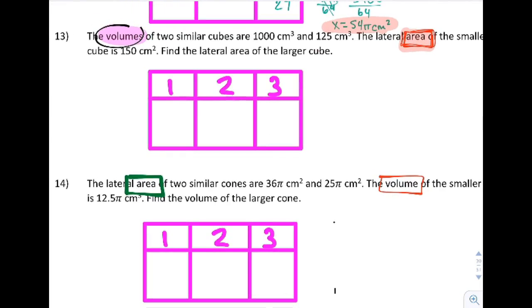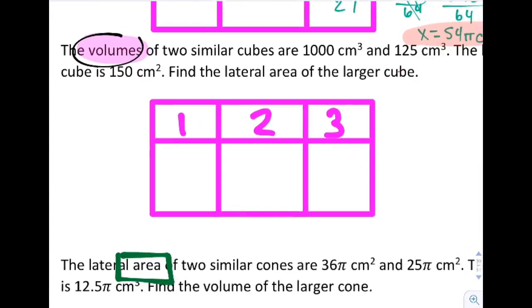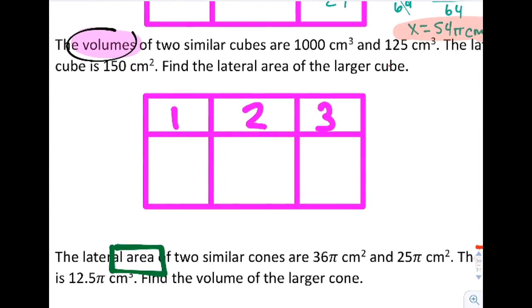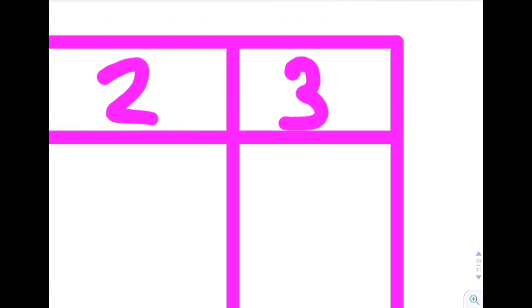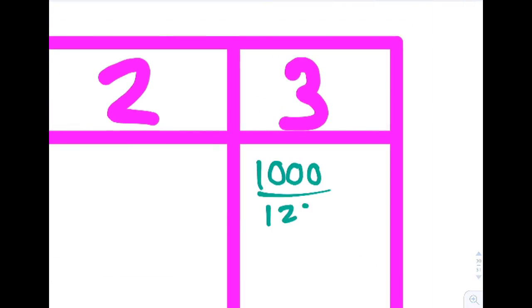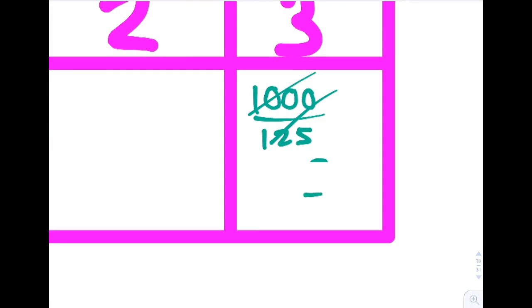Alright, same idea. The next one, number 13. The volumes of 2 similar cubes are 1000 and 125. So the volume is cubic, so that's why it goes here. You need to reduce 1000 and 125. And when you do that on the calculator, you get just the number 8, but 8 is really 8 over 1. So that one came out as a whole number, but obviously the denominator is 1.